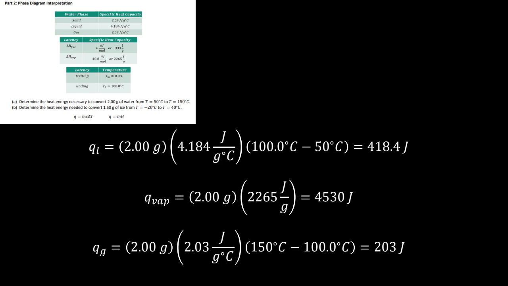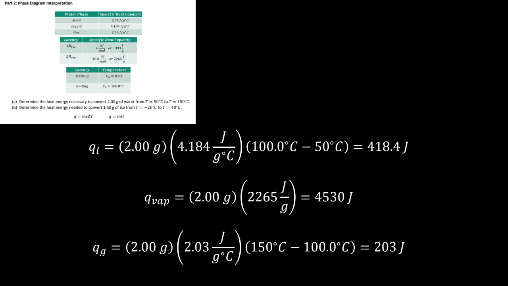Because those are 2 separate phases, we're going to need to break up our total equation for solving for the heat over multiple different equations. The first one is, let's look at the energy it takes to raise our 2 gram sample of water starting at 50 degrees up until its boiling point, because that will be the range of temperature that it is still a liquid.